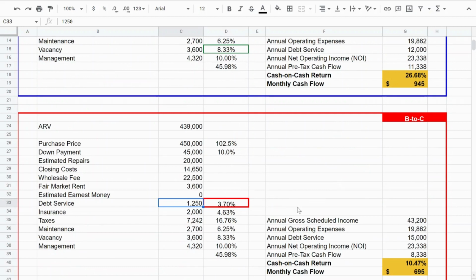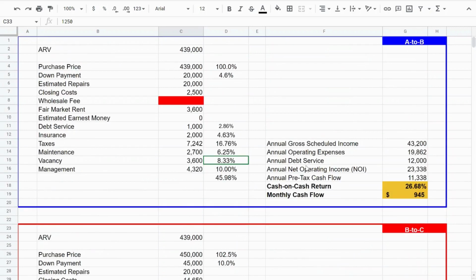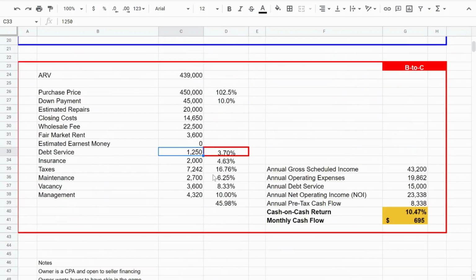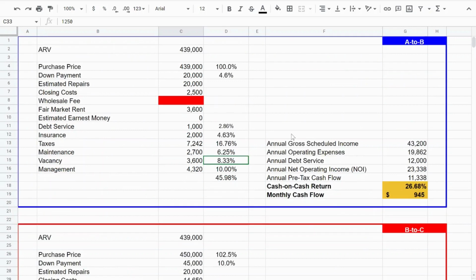I'm throwing way too much out there, so I'm going to stop now and at least get you comfortable doing this kind of analysis. So we're going to do the B to C first, work our way backwards into the A to B, and then start the negotiation with what we'd love to have. I'd love to have this. Am I going to get it? Who knows? But at least if I start with this, then I know that I could happily live with this in a wholesale transaction, because my investor will be delighted to get 10.47% cash on cash and $695 a month in cash flow.